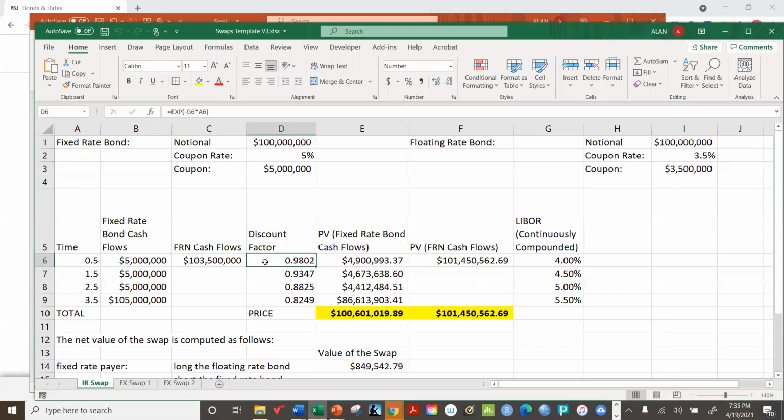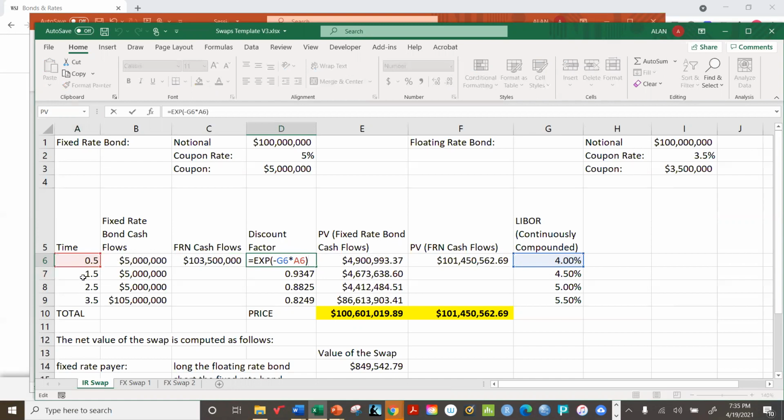So therefore, these discount factors represent the present value of $1 received this far in the future. And if you look at the formula, you'll see it's equal to E raised to the power of minus... oh, here it is. Oh, you know what this is? This is the chart of the LIBOR rates that apply to each of these time frames.